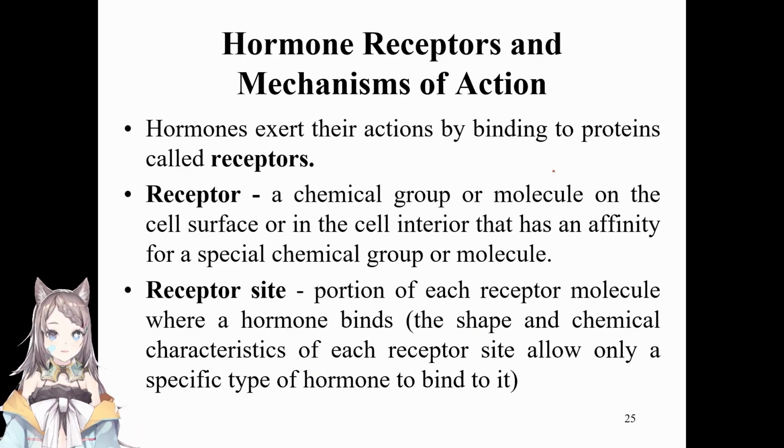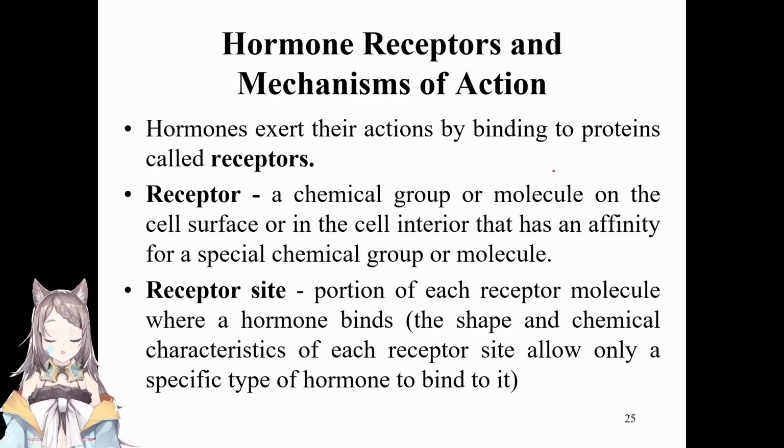Okay, so how do hormone receptors act, and what are their mechanisms of action? Hormones exert their actions by binding to proteins called receptors. A receptor is a chemical group or molecule on the cell surface or in the cell interior that has an affinity for a special chemical group or molecule. The receptor site is the portion of each receptor molecule where a hormone binds.